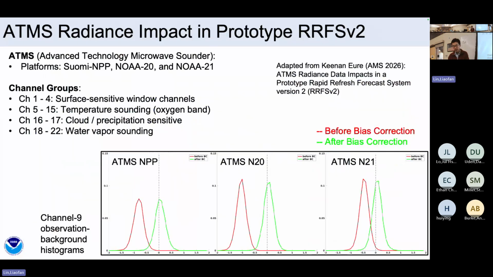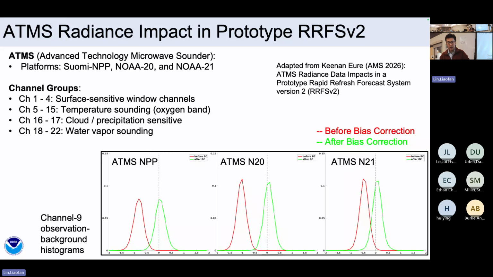Okay. So next, I am going to introduce the ATMS radiance observation impact in prototype Rufus version 2. And this study is led by Keenan, Yuri, and others. ATMS stands for the Advanced Technology Microwave Sounder, and it's currently on board several satellite platforms, including Suomi NPP, NOAA 20, NOAA 21. In this study, we assimilate the following satellite channels, and different channels provide different types of observations, including some channels with surface sensitivity windows, temperature information, cloud, precipitation, and water vapor information. Besides, they also follow different quality control procedures.